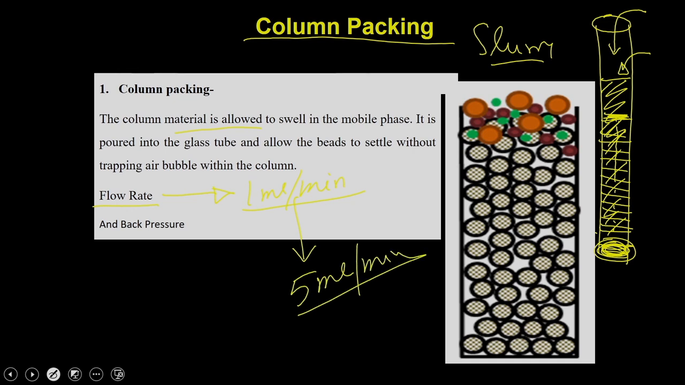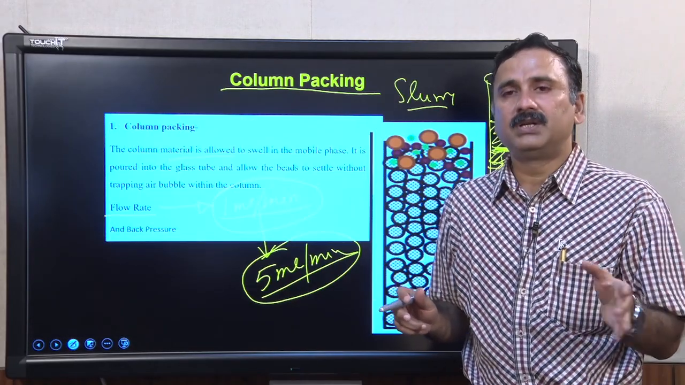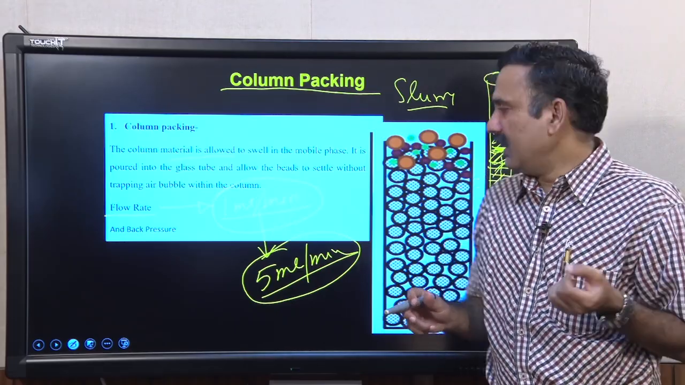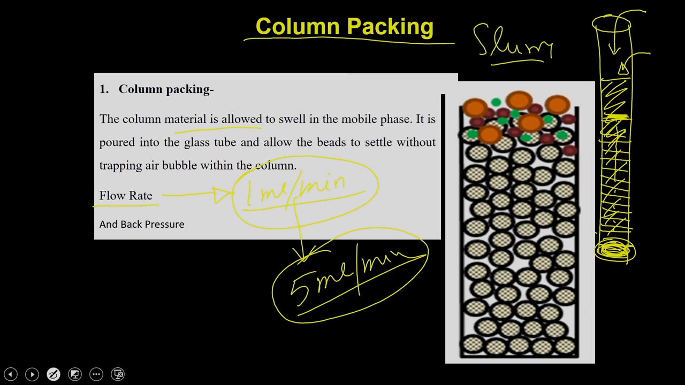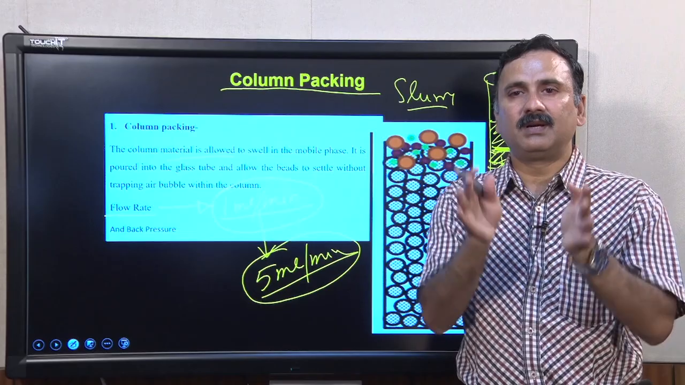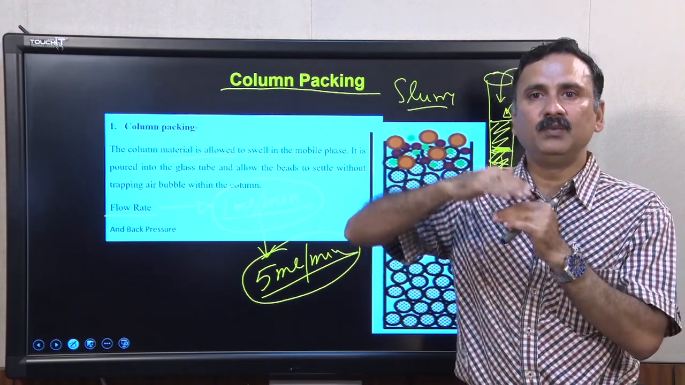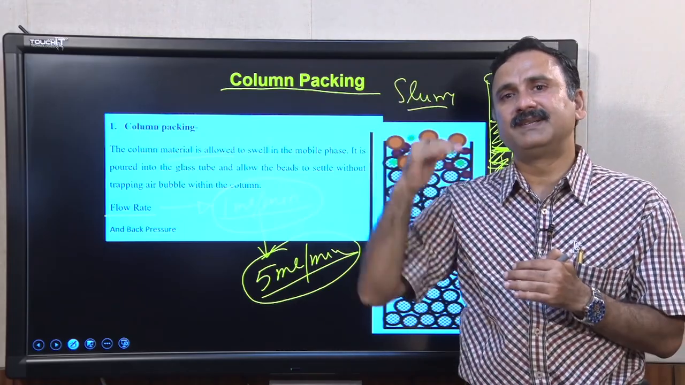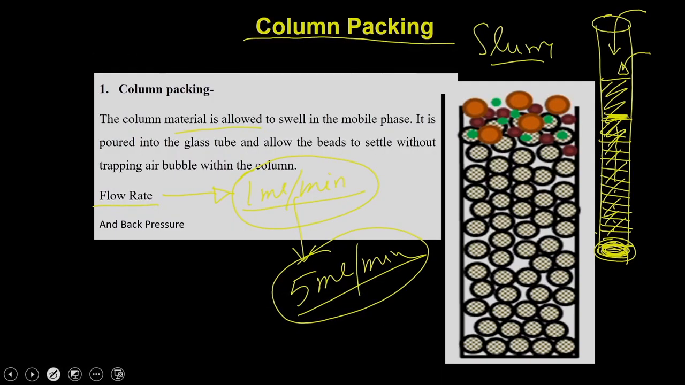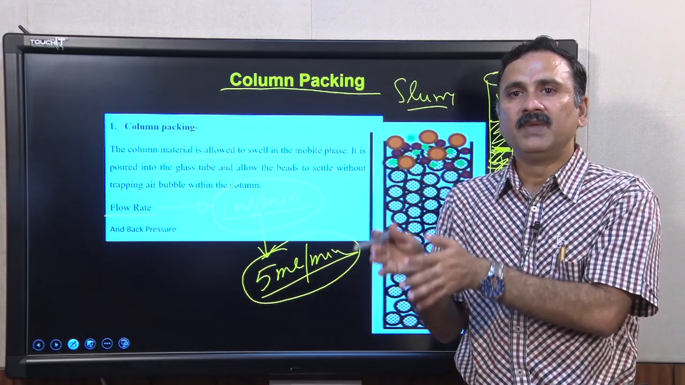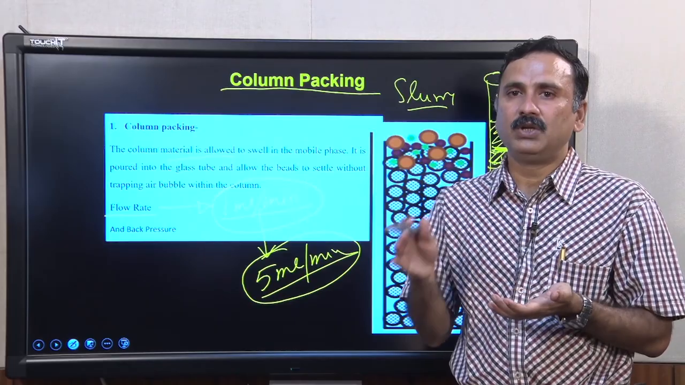So if I connect this column to a peristaltic pump or to any pump so that the flow of liquid is there, I'll do the packing at 5 ml per minute, and then I will be able to operate this column at 1 ml per minute maximally, because that is the back pressure this column can withstand. Why is it so? It is so because you don't want to disturb the packing. Once the material is settled, it forms a continuous chamber. You don't want to disturb that chamber, simply because if you increase or decrease the flow rate, it is going to bring in air bubbles, or it is going to disturb the packing.